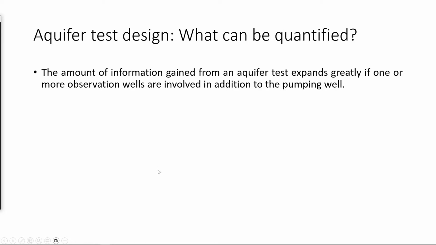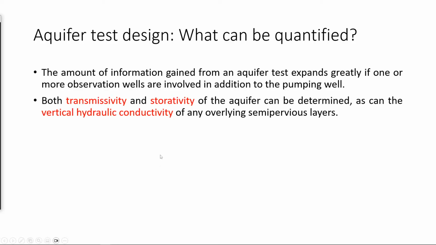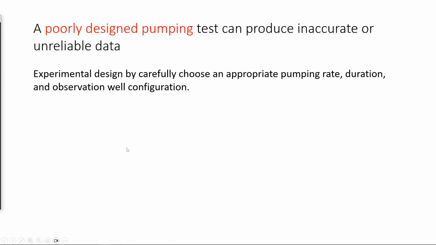What can be quantified? We can quantify a lot. We can quantify the storage coefficient. We can quantify the hydraulic conductivity value. We can also quantify the vertical hydraulic conductivity if we are using the Walton method, if this is a leaky aquifer. And we can quantify the anisotropy, specific yield and specific storage if this is an unconfined aquifer and we are using the Neumann method. So a lot can be quantified.